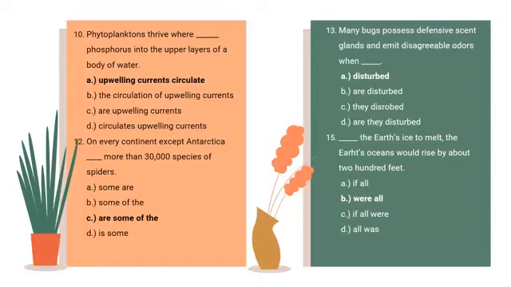And next, the earth's ice would melt. The earth's oceans would rise by about 200 feet. And the answer is B, were all. Why do I choose B? Because the sentence is inverted subject and verb with conditional. The question can be proved by the multiple choice answers in which there were if and were. And the connector was omitted with were or verb.